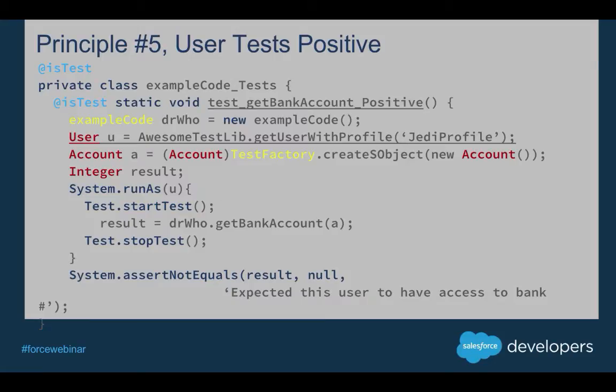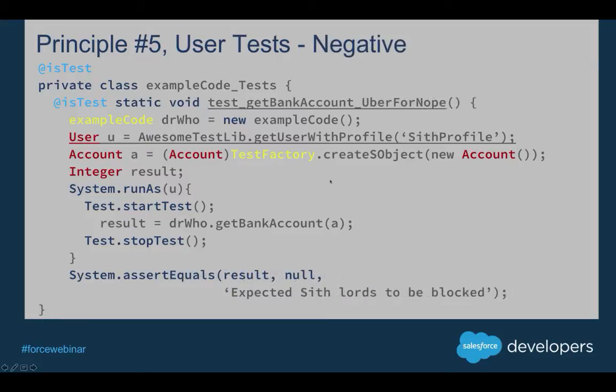Now, on the flip side, everyone knows that the Sith are the bad guys, so we'll write a unit test that asserts that the Sith profile can't access the bank account number. This is a very similar test. We're going to have the AwesomeTestLib give us a Sith profile user, and we're going to create an account. And when we try to run the getBankAccount method, we're going to assert at the bottom that the result is equal to null, because the Sith Lord should not be able to access that value. Again, these are simplified examples of what it means to do a user test positively or negatively, but you can make them more complicated and more granular as you go along.